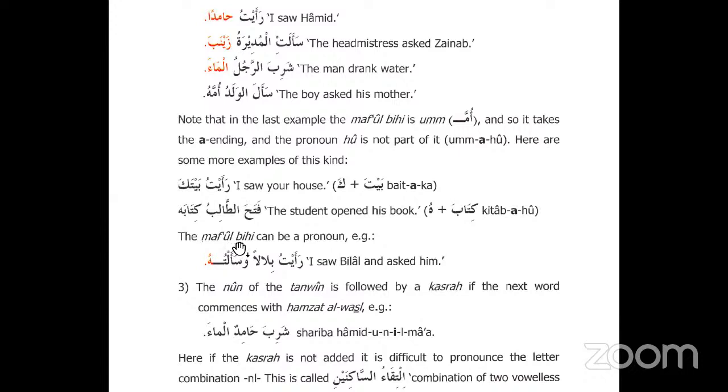Hu plus kitabahu. The maf'ul bihi can be a pronoun. Example. Ra'aytu Bilalan wa sa'altuhu. I saw Bilal and asked him.